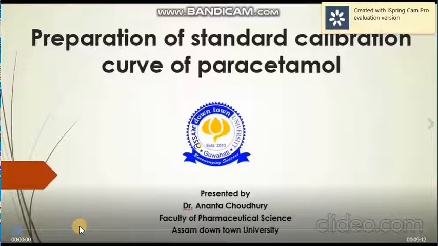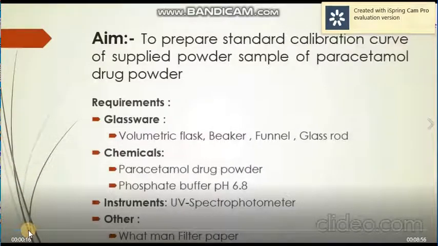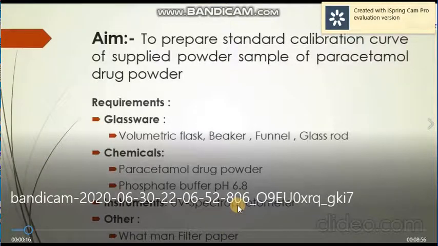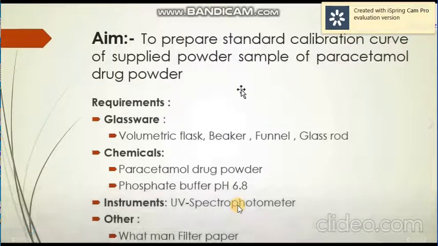Now let's come to the particular portion, that is the aim of this study. Today's aim is only to prepare the standard calibration curve of paracetamol. Now, to perform this study, we require a list of requirements which is mentioned over here.